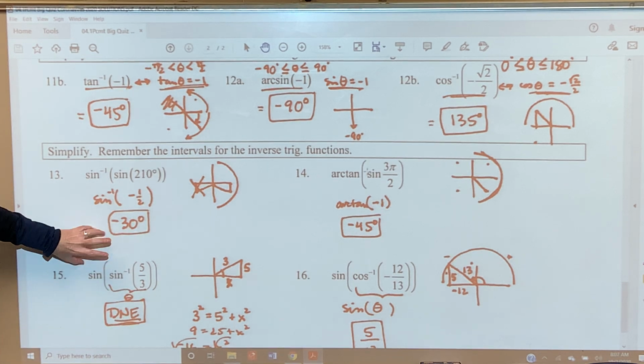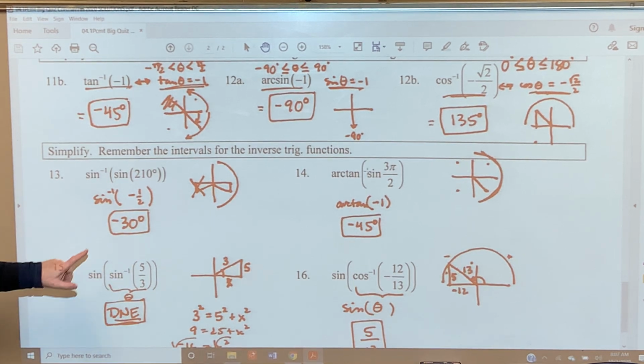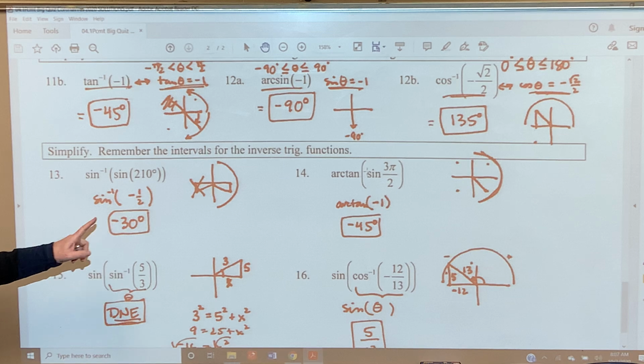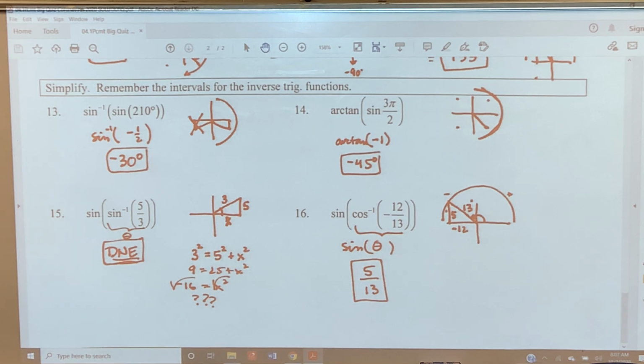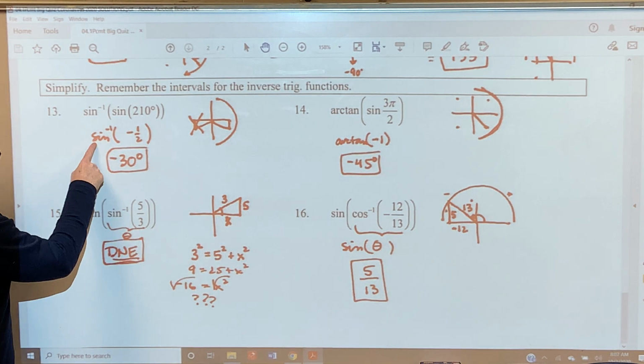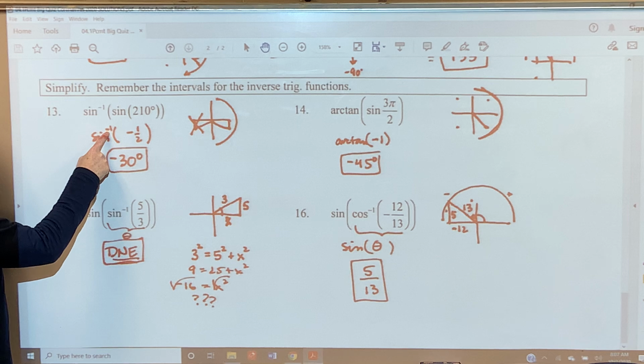Anybody else on any of this? Composite stuff? Sometimes that's hit or miss. Why is number 13 not 200? Why isn't it not what? 200. Right here, what do you see? Inverse sine? Is inverse sine defined? Where?